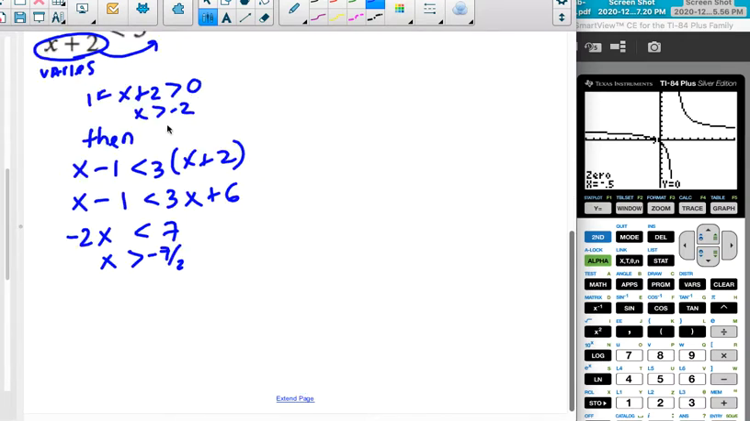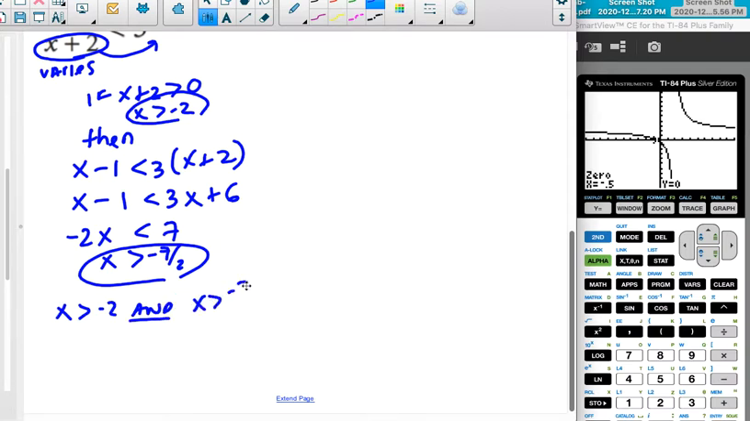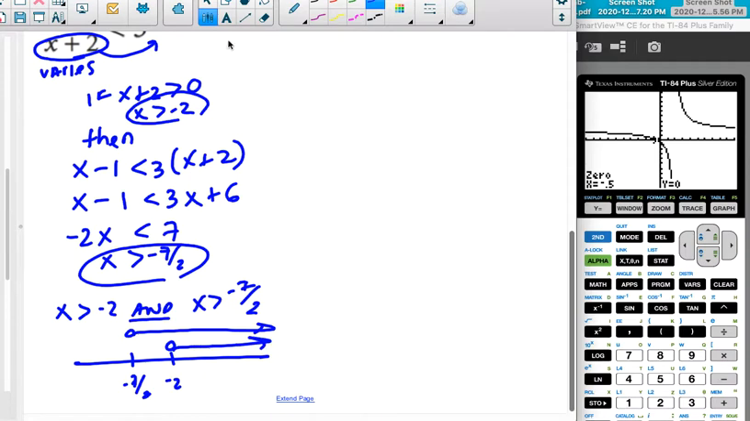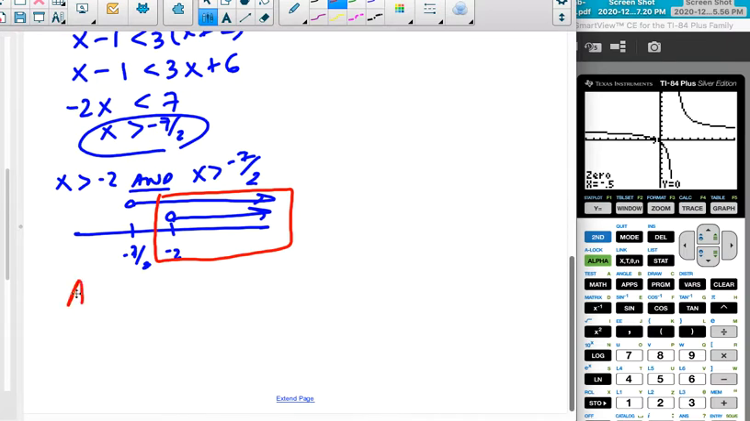So if I put those two together, because they both have to be true together, right? So I have x is greater than negative 2, and if that's true, then x must be greater than negative 7 halves. Well, when I put those together on a number line, negative 7 halves, negative 2, the window where both of those things are true is right here. So the answer I get from those two together is from negative 2 to infinity, right?